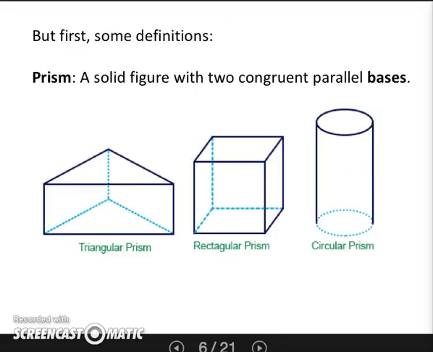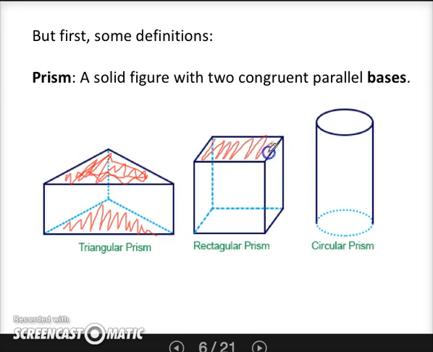A prism is a solid three-dimensional figure with two congruent parallel bases. So what are the bases? Well, the bases are the two faces of the prism that are congruent and parallel. So our definition is a little bit recursive there. But as you can see, each one of these solids has at least two faces that are both congruent and parallel. This has two triangles, therefore it's a triangular prism.